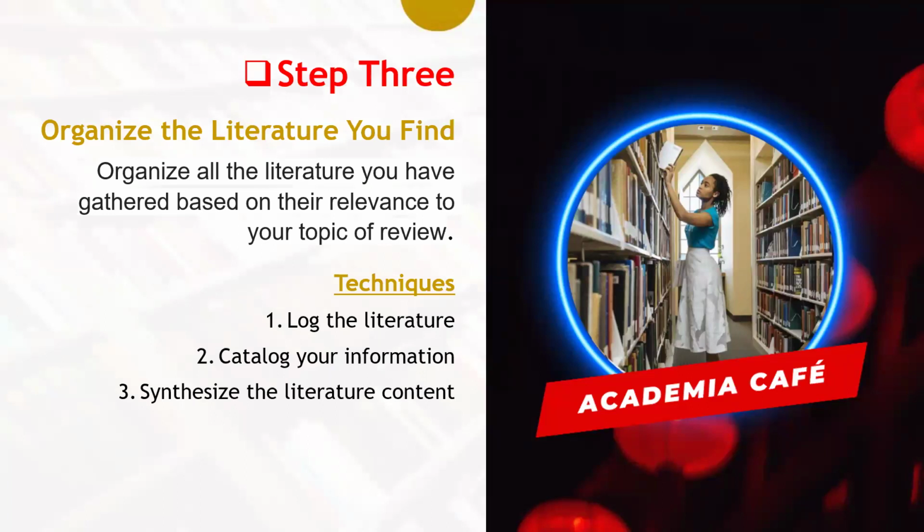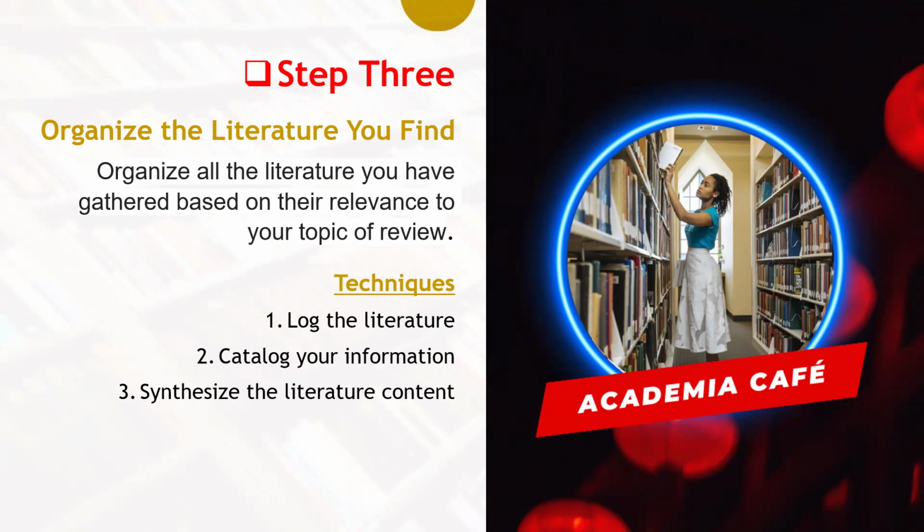Organize the literature you find. This is an interesting part of the process of writing your review, and the approach you use and how you pay attention are key to the flow of your writing and the sources of your review. There are three techniques you will explore in organizing the literature you find. You will log, catalog, and synthesize the literature that you find.